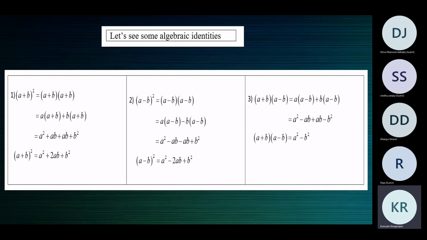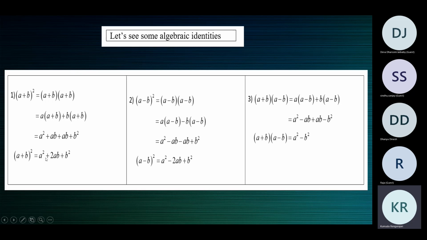Let's start today's class. So as you can see, we'll see some algebraic identities. All right, see the first one. A plus B the whole square is equal to, you look at the equation below here, A plus B the whole square is equal to A square plus 2AB plus B square. We have many algebraic identities. This is one of the algebraic identities.